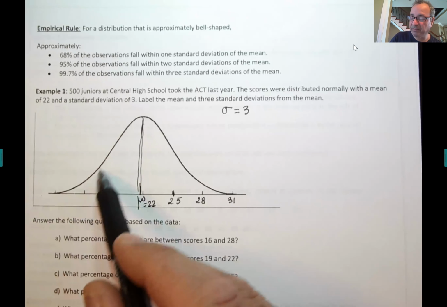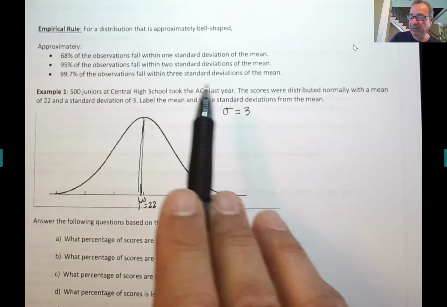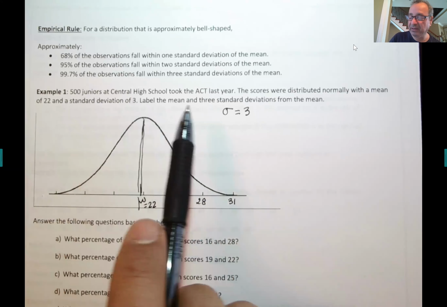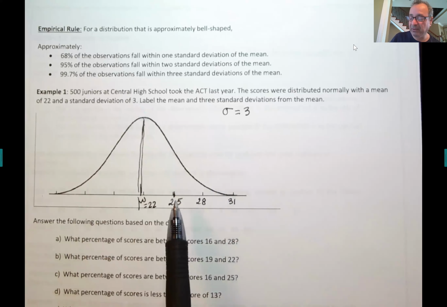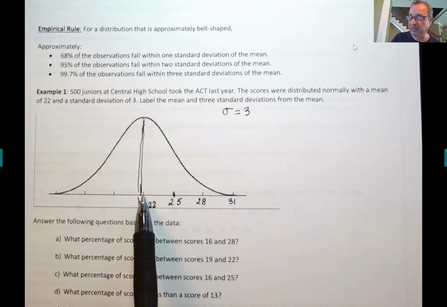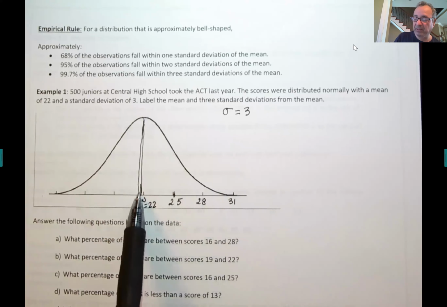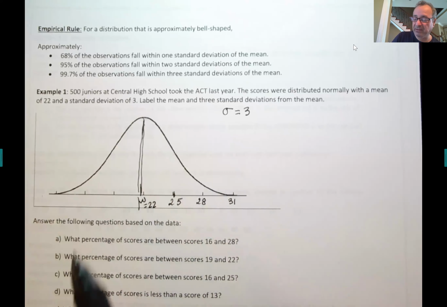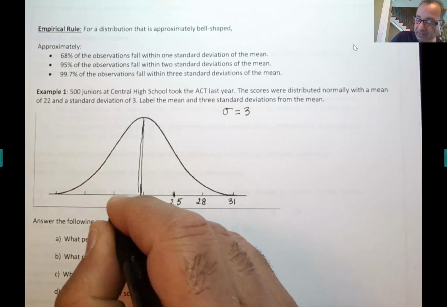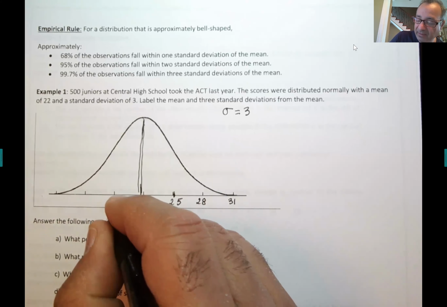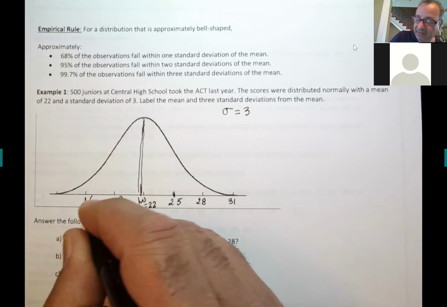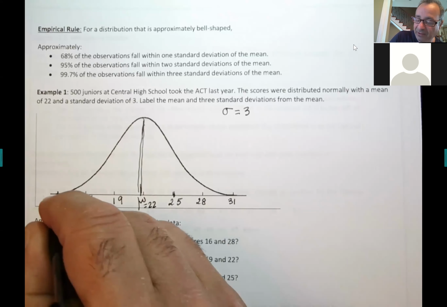So we have a bell-shaped distribution. We have the mean of the ACT score to be 22, and a standard deviation of 3. So on this number line, we're going to scale the number line so that it will increment by 3 each time. Now, if you go this way to the left, you have to decrease by 3. Can someone tell me what that number would be right here? 19. 19, and then 16, and then what? 13.